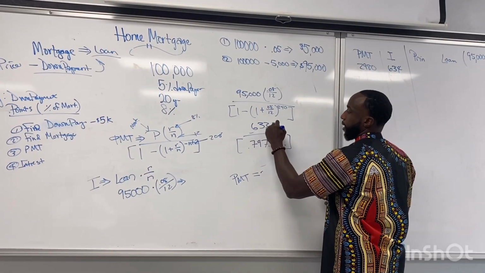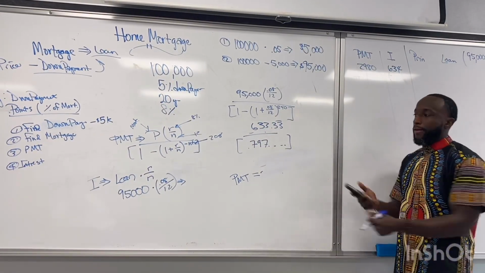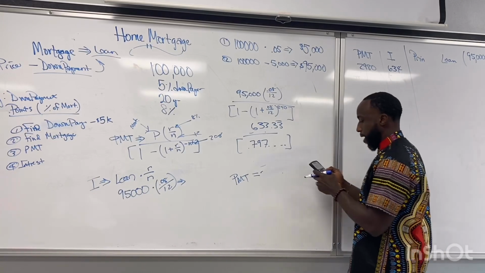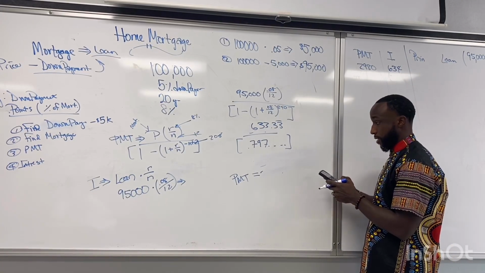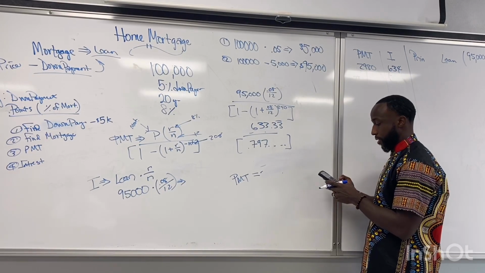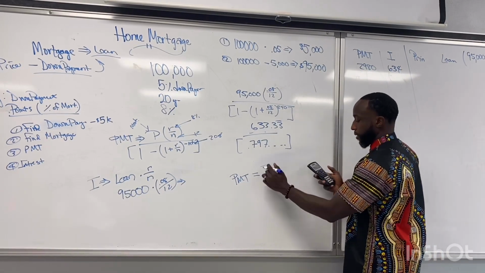633 and 33 cents. All right. Now we got to go back. So let's rewind. Divided by 0.797. So then your payments look a little different.